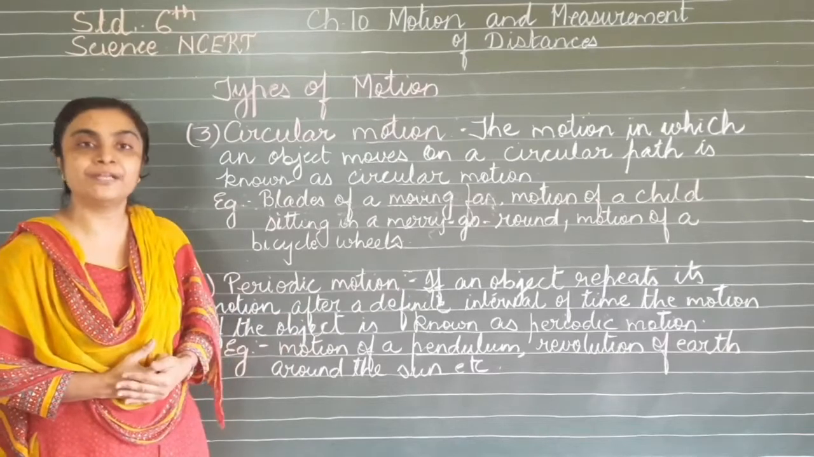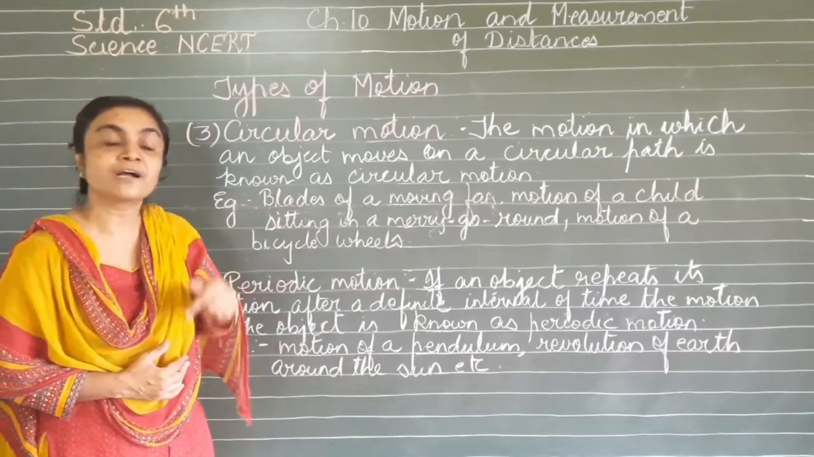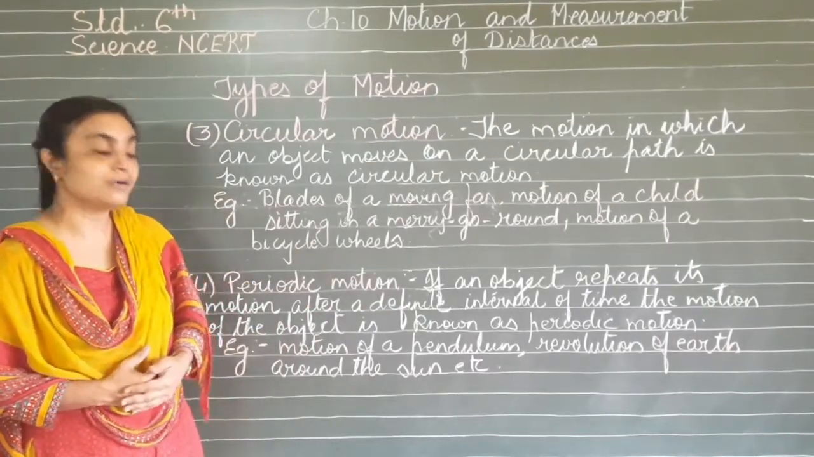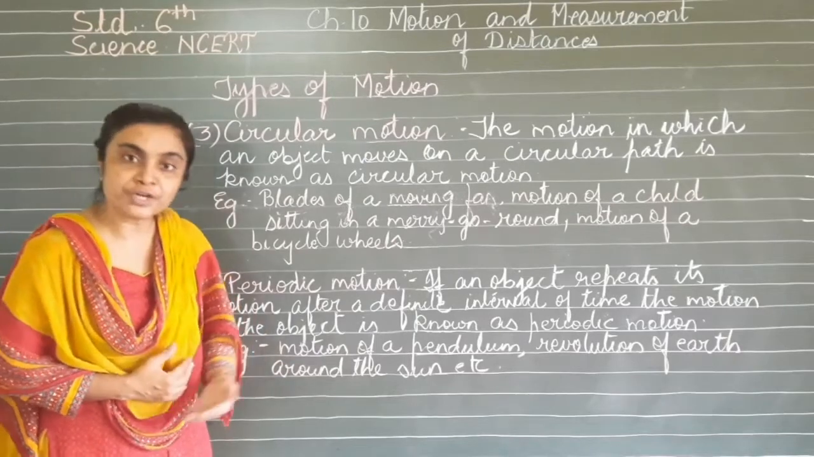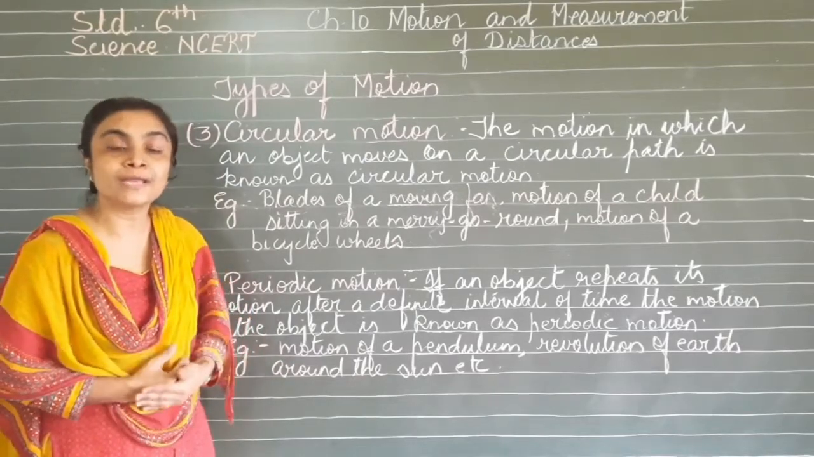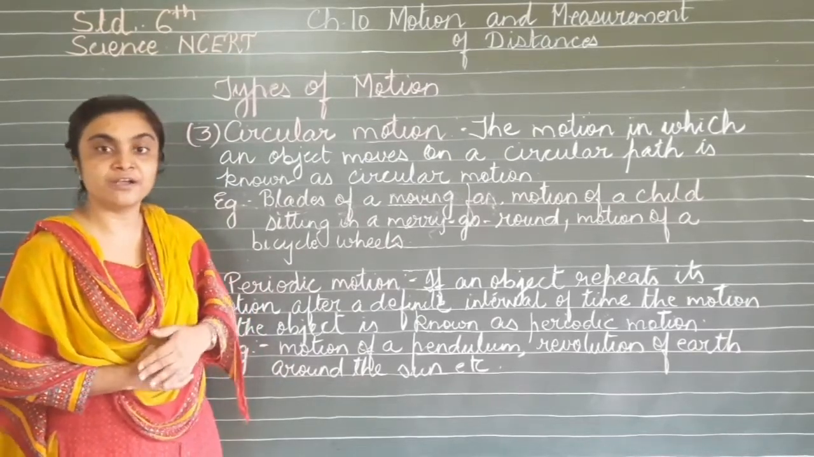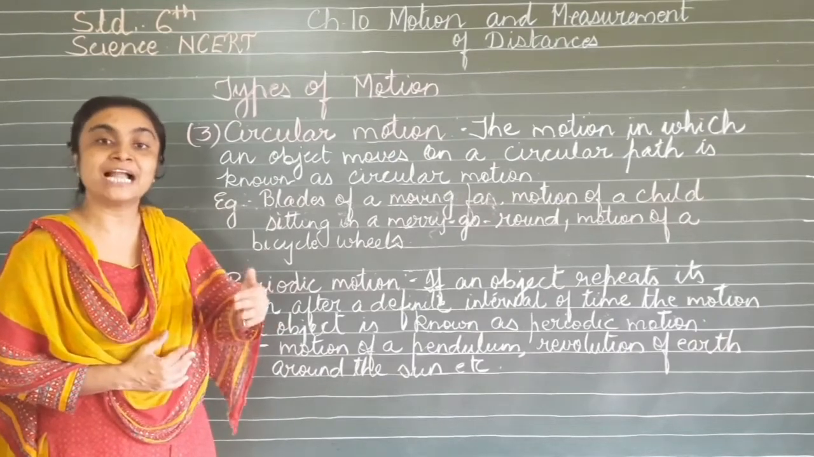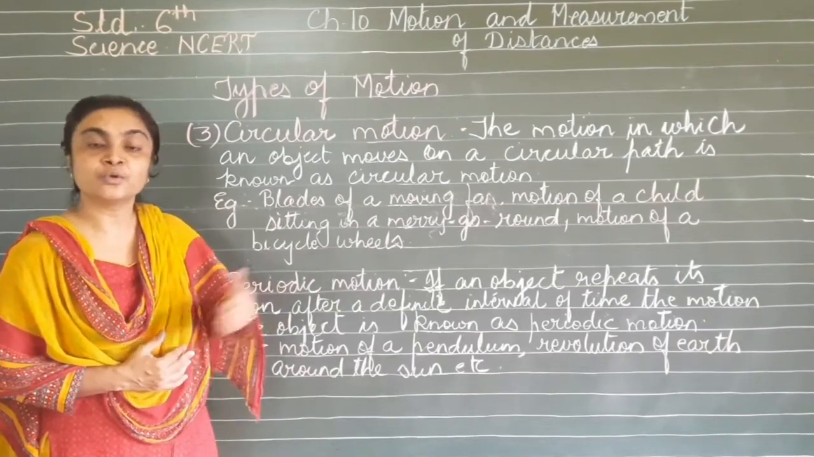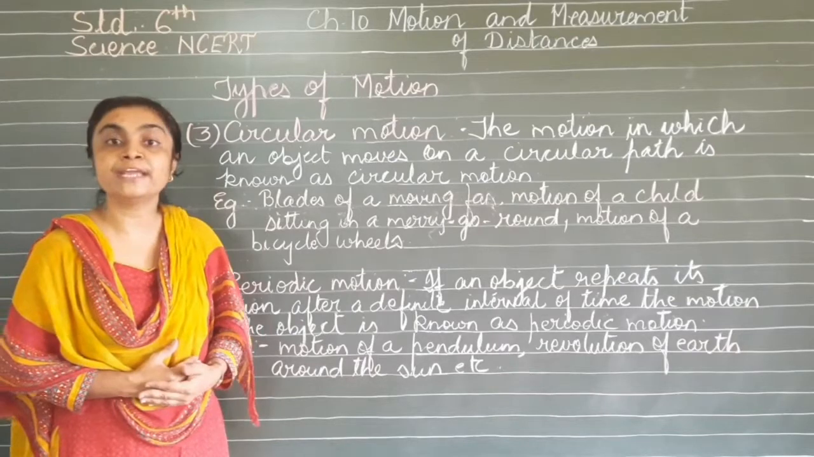Example, motion of a pendulum, motion of the hands of a clock, then revolution of the earth around the sun, rotation of the earth on its own axis, branch of a tree moving to and fro, a child sitting on a swing, to and fro, those are all periodic motion.